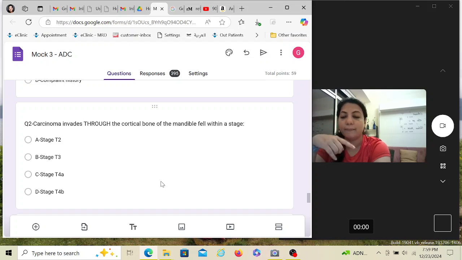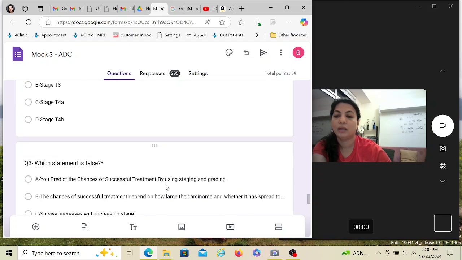Now, when would it be T4B? It would be if it's invading a bone which is away from its site. For example, it invades the maxillary bone, it invades the pterygoid or masticator spaces, or it invades a faraway artery, like the carotid artery. Then it becomes T4B. So the basic difference between T4A and T4B is that T4A involves the lesion's own neighboring bone, and if it's a faraway bone, then it's T4B. So here the answer is T4A because it's in the mandible. It's of course stage T4 because it has already invaded the bone.